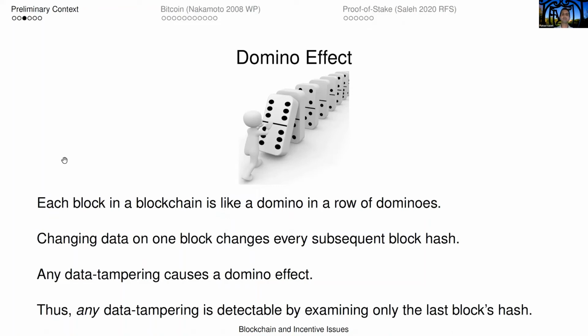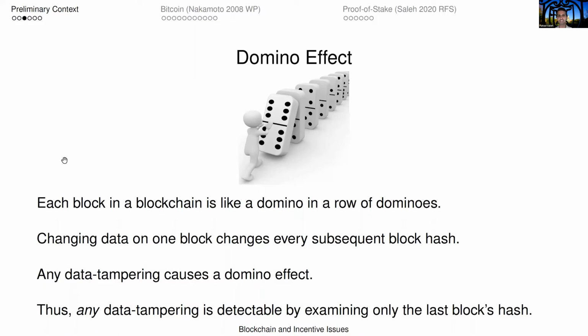Think of each block in a blockchain as a domino in a row of dominoes. And now ask yourself the question, well, how hard is it to figure out if I have, let's say, trillions of dominoes lined up, in order? How hard is it to answer the question whether a single one of them was knocked down? And by the way, how hard is it to figure out which one was knocked down? Which one was the first one knocked down?